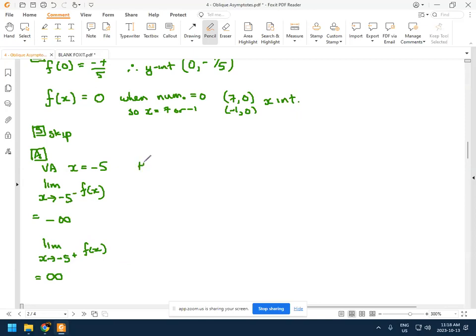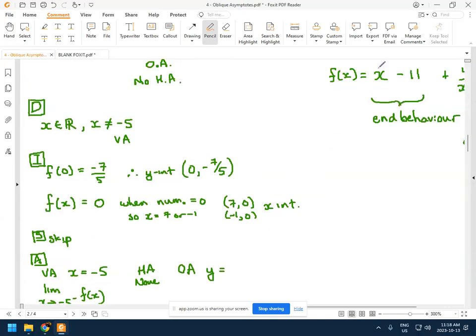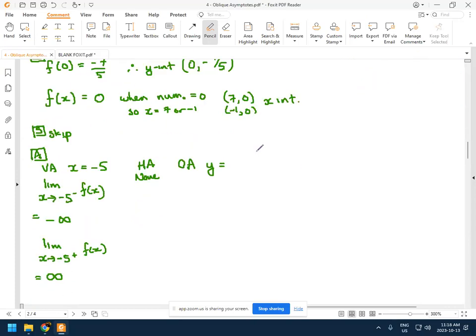I don't have to worry about HA. I'm going to move on to oblique asymptote. What is my end behavior based on my division? You already did the work. This is why I asked you to do the division first. My end behavior will be x minus 11. But is it going to be above or below?